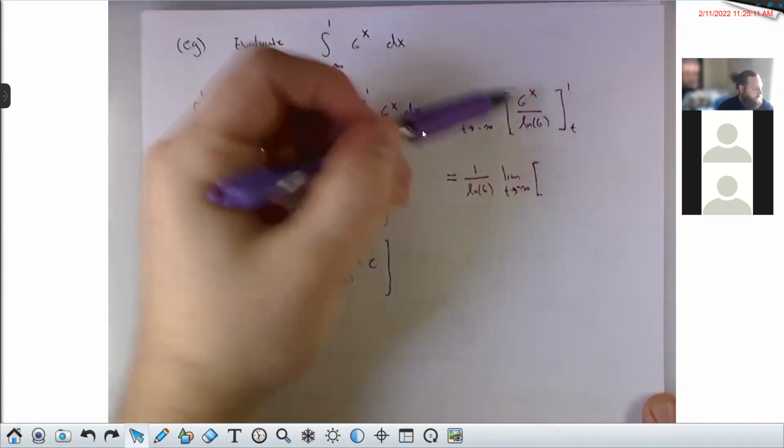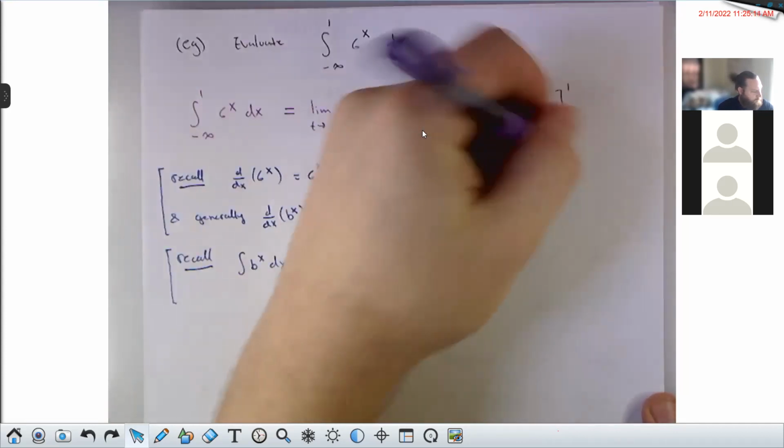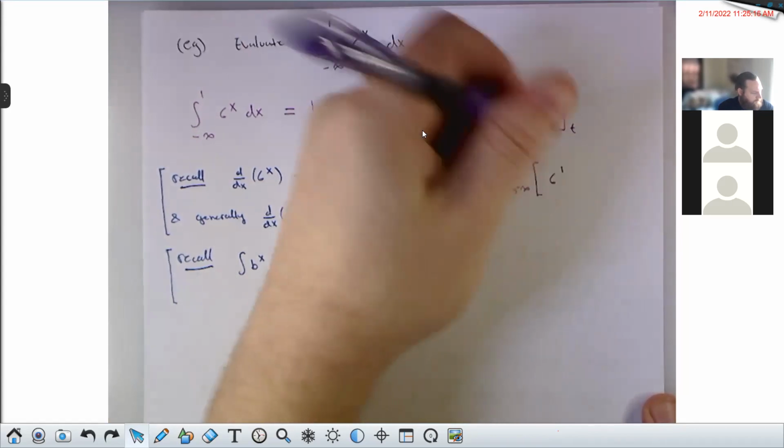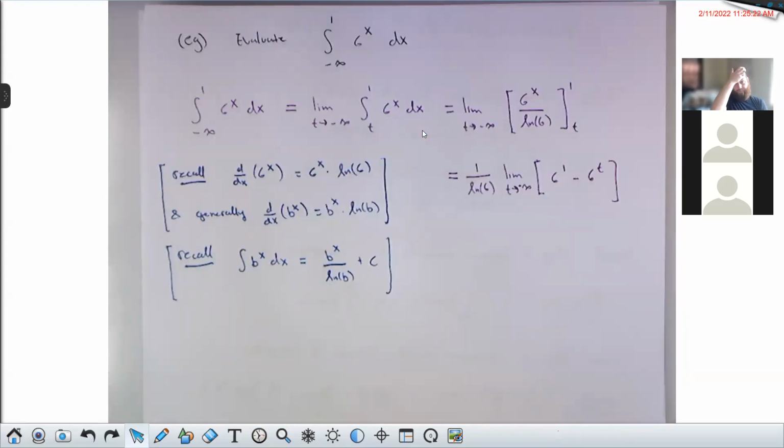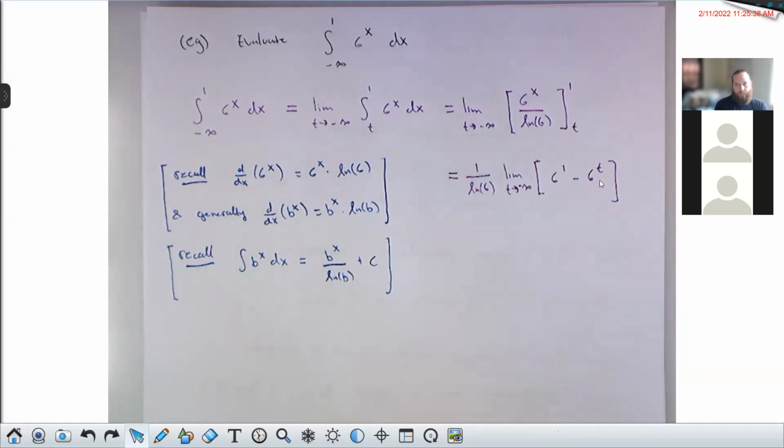And then when I plug in the bounds here, this would just be 6 to the x. So evaluating that between 1 and t, that would be 6 to the 1 minus 6 to the t. So I pop out this 1 over natural log of 6 constant here. Then what's left is 6 to the x, and I need to plug in these bounds. So that's 6 to the 1 minus 6 to the t. 6 to the 1, of course, is 6, but we need to maybe think for a second about this guy. As t goes to negative infinity, what does 6 to the t do?